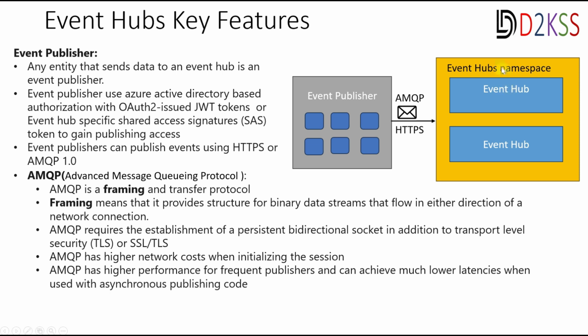Here we have to understand that Event Hub receives the data from the producers or publishers and can transfer the data to the consumers. The publisher can transfer the data to the Event Hub through the AMQP protocol, or you can use HTTPS. So this is about publishers.